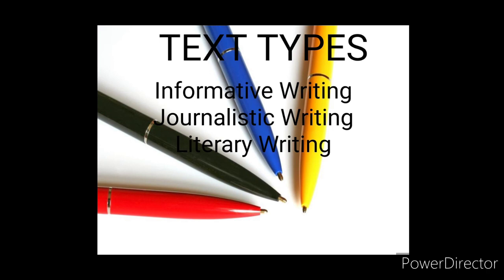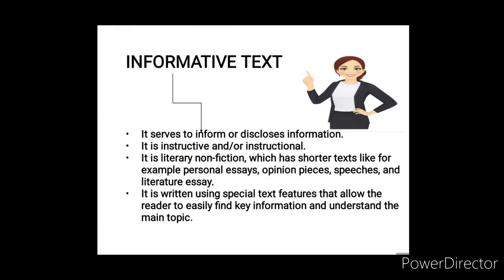Let's proceed now to the text types, which are informative writing, journalistic writing, and literary writing. Let's discuss first what is an informative writing. So when we say informative writing, it serves to inform or discloses information. Meaning to say, its main purpose is to provide us pieces of information. It is also instructive and or instructional. Because it gives information, informative text will teach us significant things.